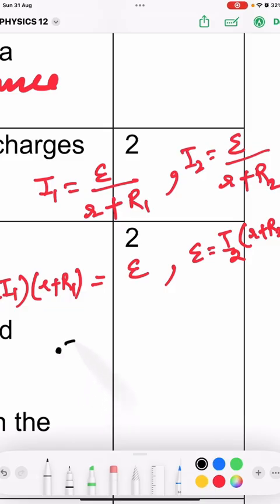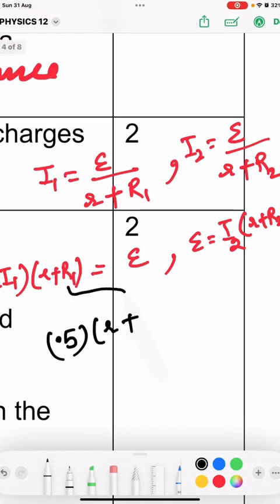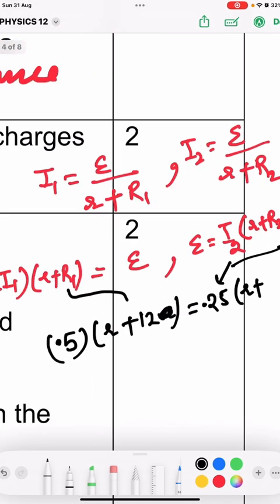So first current was 0.5 ampere. Internal resistance is not known. And first resistance was 12 ohm. This R1 was 12 ohm. So just write 12. And from here current is 0.25, I2. R is not known and external resistance was, you can see, 25 ohm.